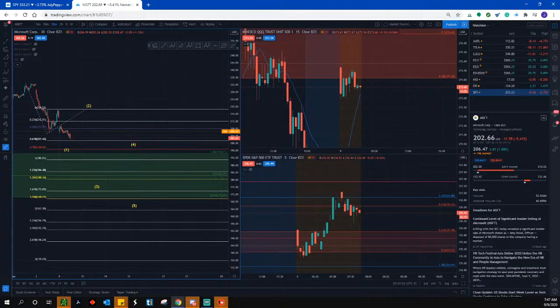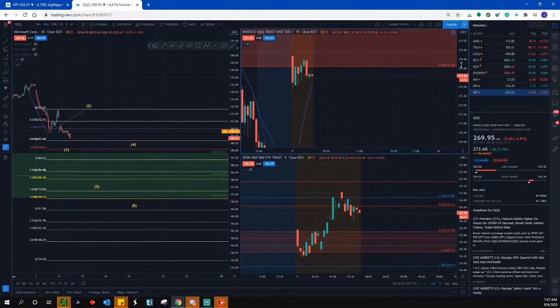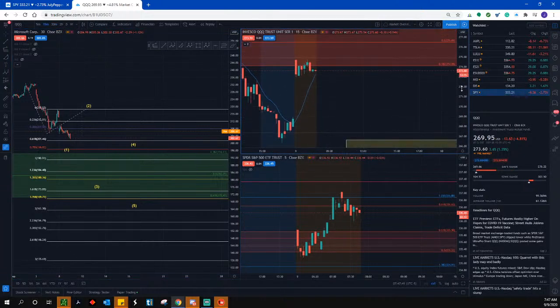Major gaps to fill. I still want my gap fill on the SPY at 293. That's what I want. I didn't get it, but that's what I want. Like I said, we need deep, healthy pullbacks in the market in order to make very nice all-time highs.